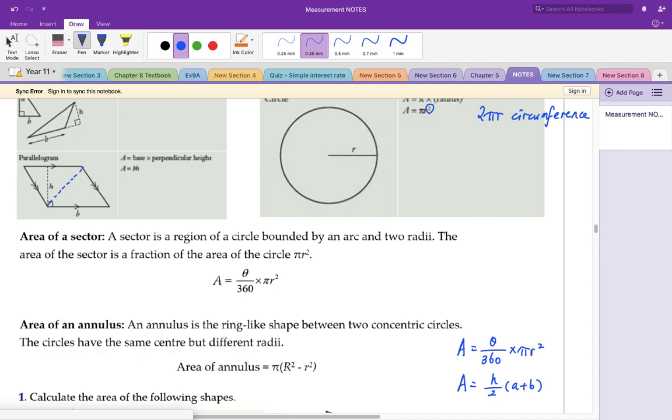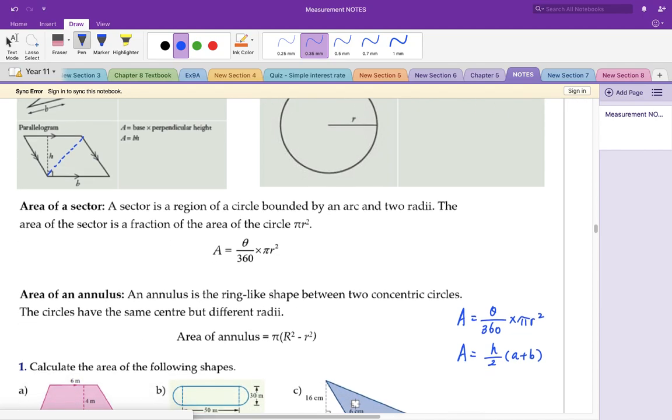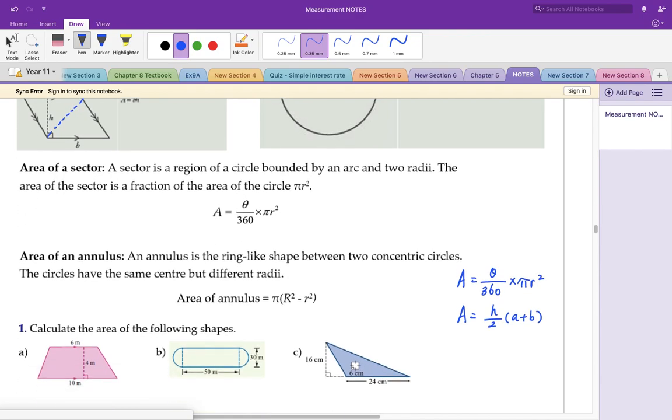And now, the area of a sector. So once again, a sector is just part of a circle. How much of a circle? That depends on how many degrees. So theta over 360 degrees times the area of a circle, pi r squared.